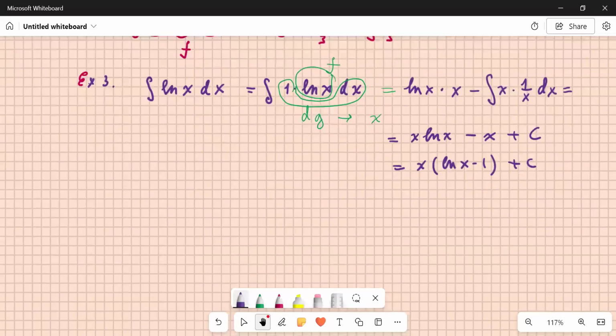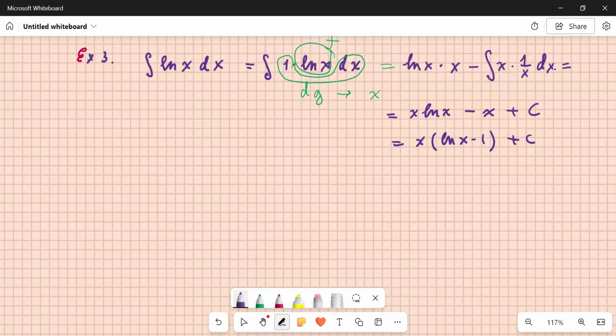Okay, guys, let's consider another example. It's going to be example 4. And here, guys, we are going to calculate a definite integral. A definite integral is the area under the curve. We are going to see how integration by parts works if we integrate, or use the Newton-Leibniz formula, or find the area under the curve.